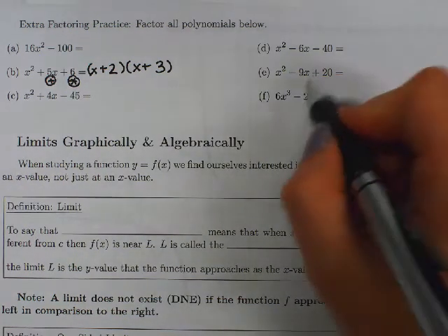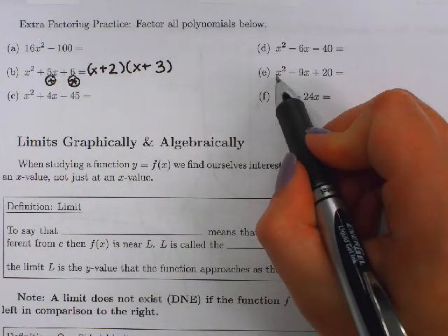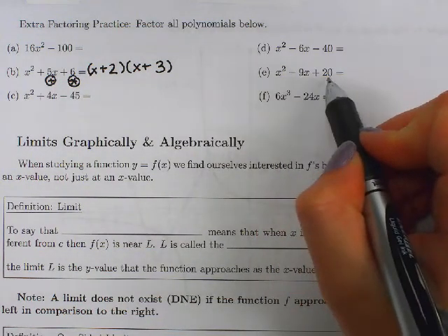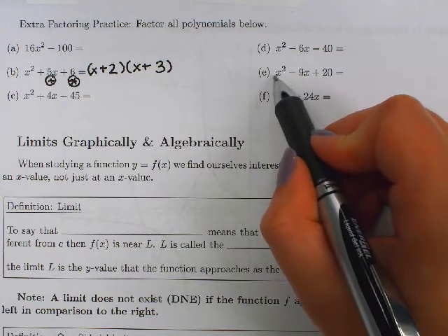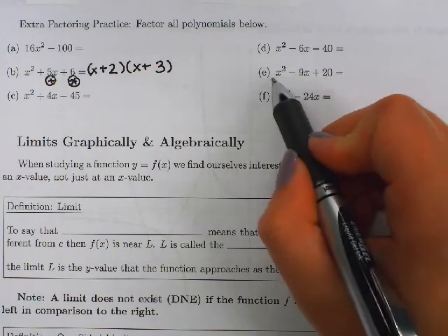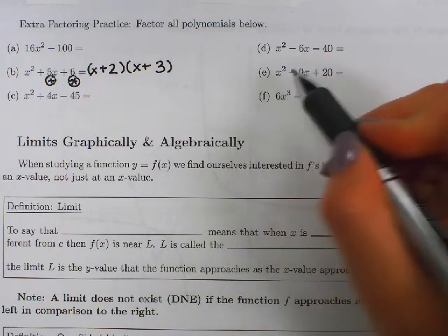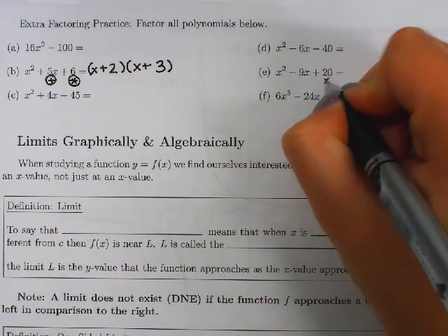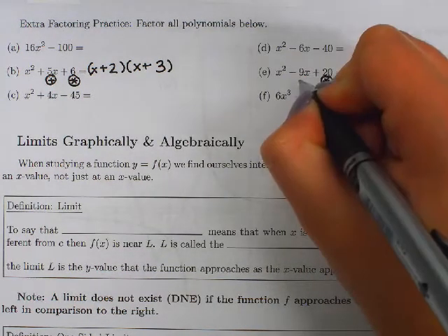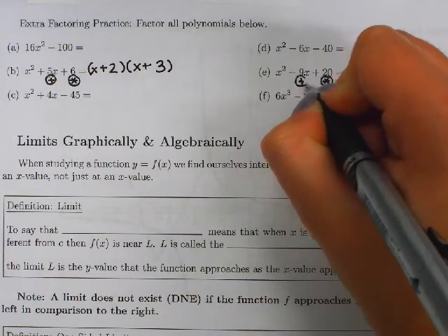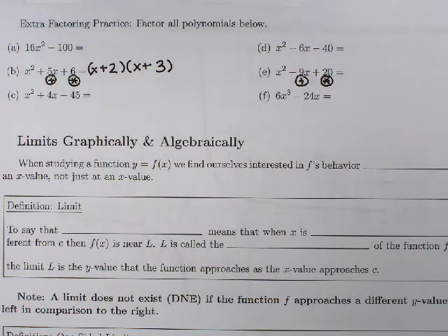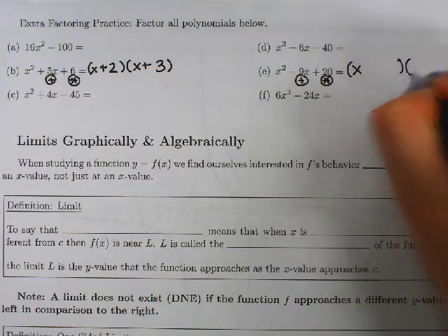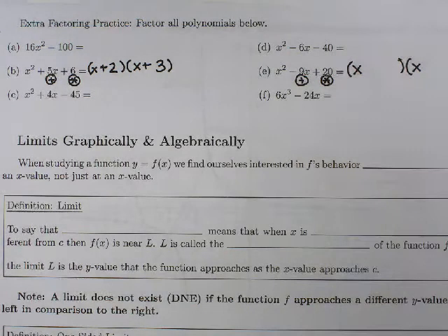The only other thing I could do before I reverse FOIL is try a greatest common factor, but there's no least power of x to pull out between these, and there's no biggest number that goes into 1, 9, and 20, because the only thing that can go into 1 out front is 1. So I'm going to go ahead and reverse FOIL. I'm going to multiply to be a positive 20 and add up to be a negative 9. Doing some reverse foiling here means I can put in these parentheses with my x inside.